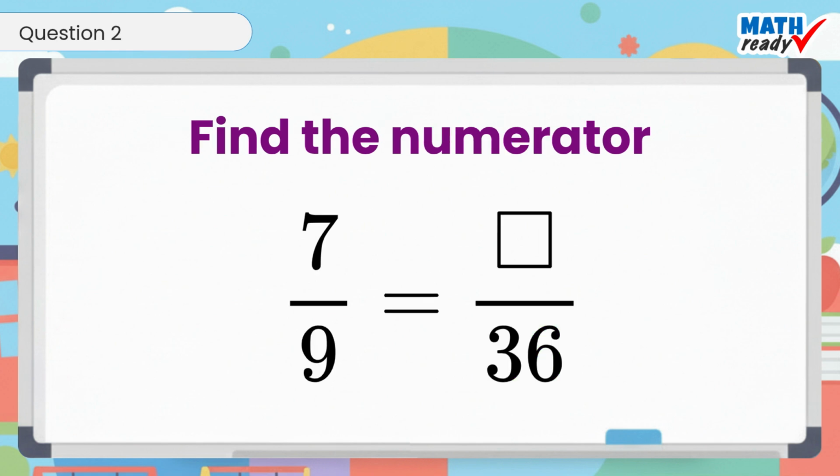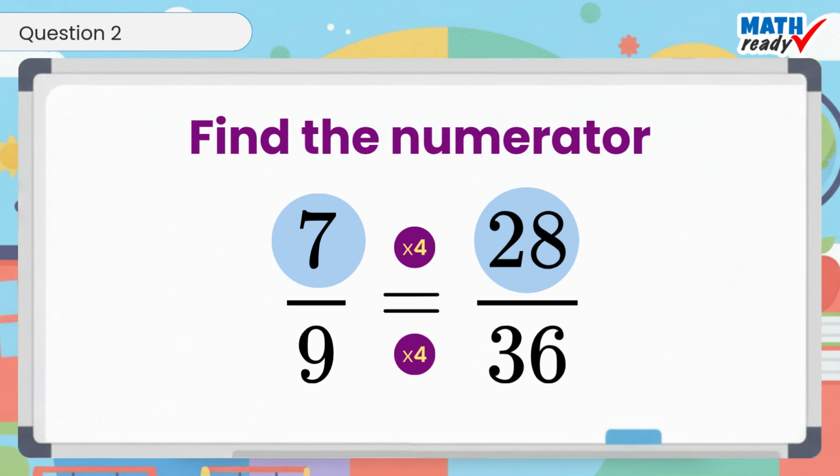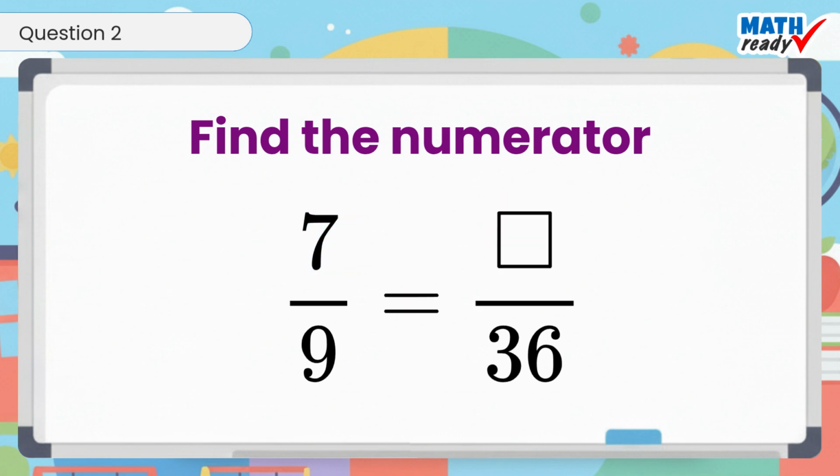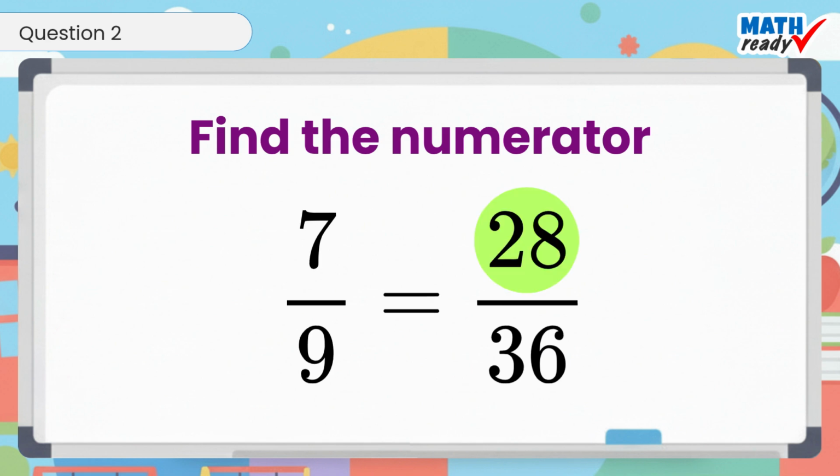Let's look at the second example. Find the numerator in the second fraction if 7 over 9 is equivalent to something over 36. We can see that the denominator in the first fraction has been multiplied by 4 to become 36, which is the denominator in the second fraction. To remain equivalent, we also have to multiply the first numerator by 4, which means 7 multiplied by 4, giving us 28, which is the numerator in the second fraction. So, 7 over 9 is equivalent to 28 over 36.